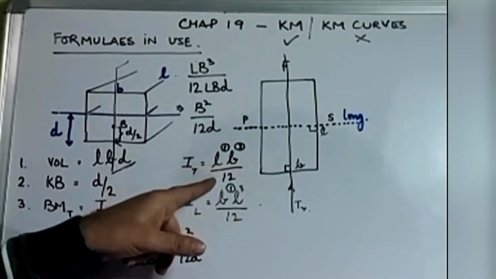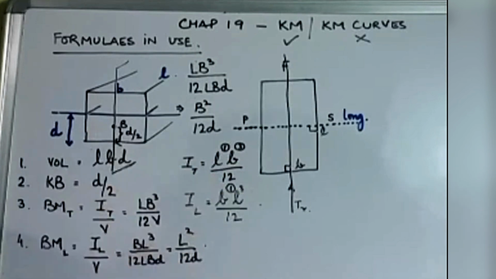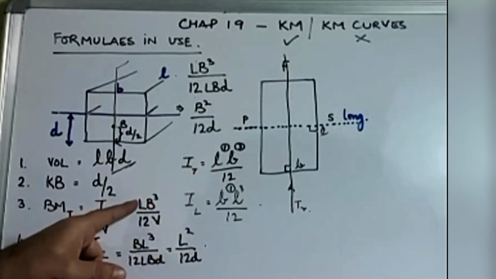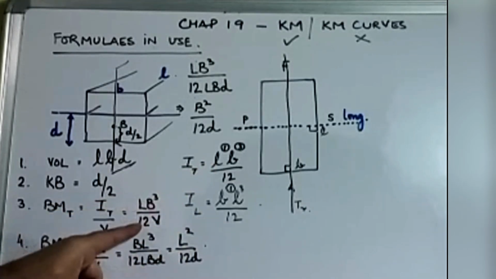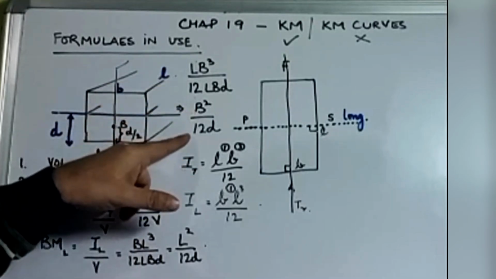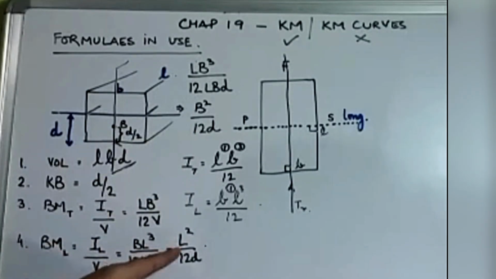IT is LB cube by 12. IL is BL cube by 12. So once I put IT in this formula, LB cube by 12 LBD will give me B square by 12D for a box-shaped vessel. Similarly, BML will give me L square by 12D for a box-shaped vessel.